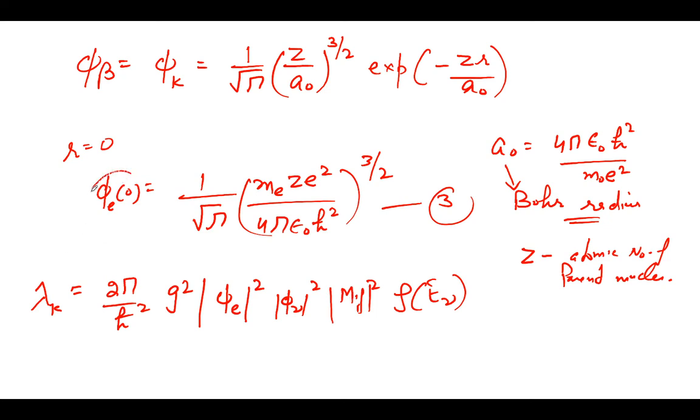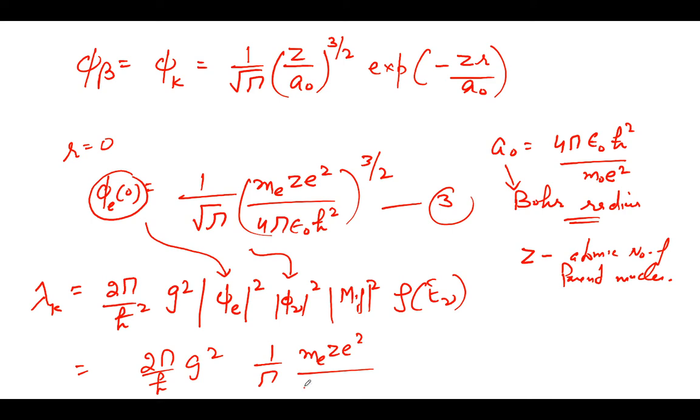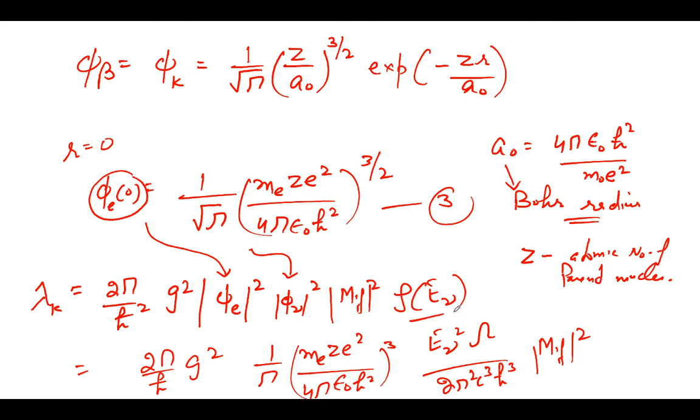So putting the values of phi e and phi nu in these two equations, what we get is 2 pi over h into g square. Phi e is 1 over pi into m e Z e square over 4 pi epsilon naught h square raised to power 3/2. Since it is a square, the square root cancels, into E nu square omega over 2 pi square c cube h bar cube into M_if square. So this is the value of the density of states.